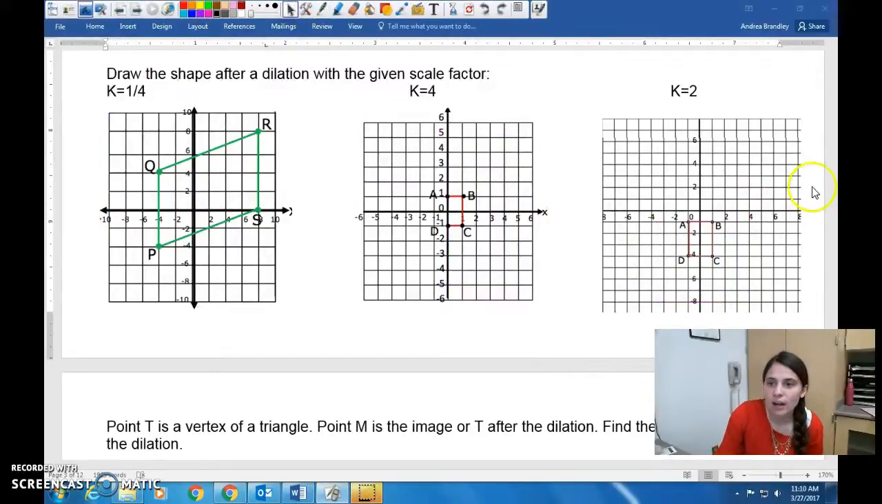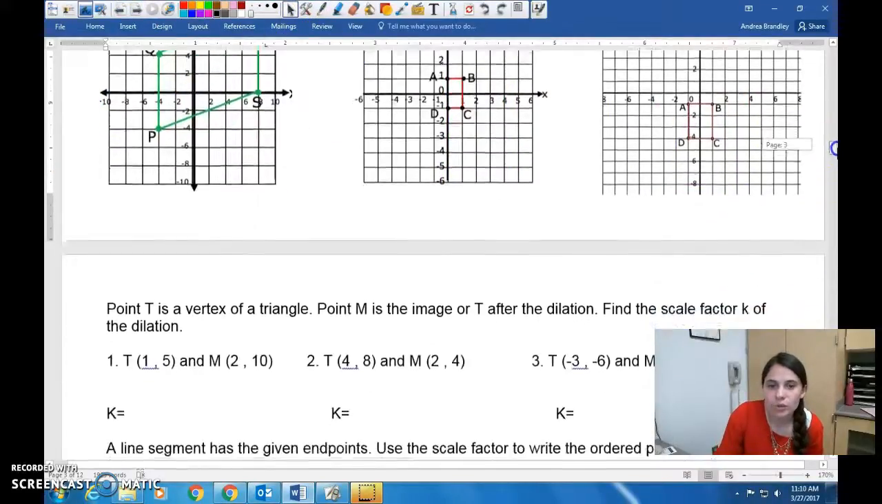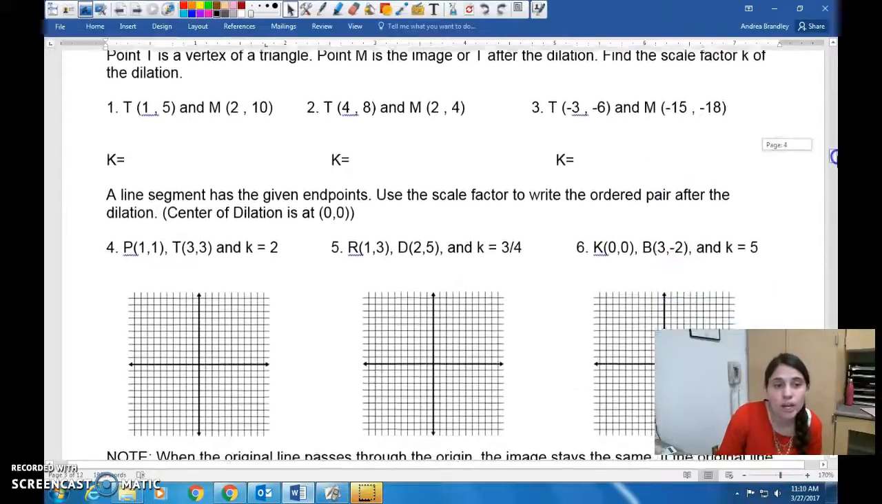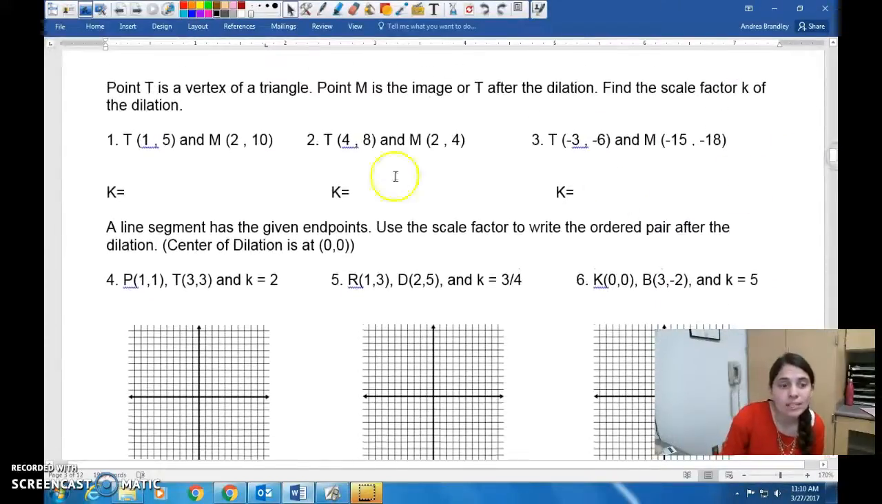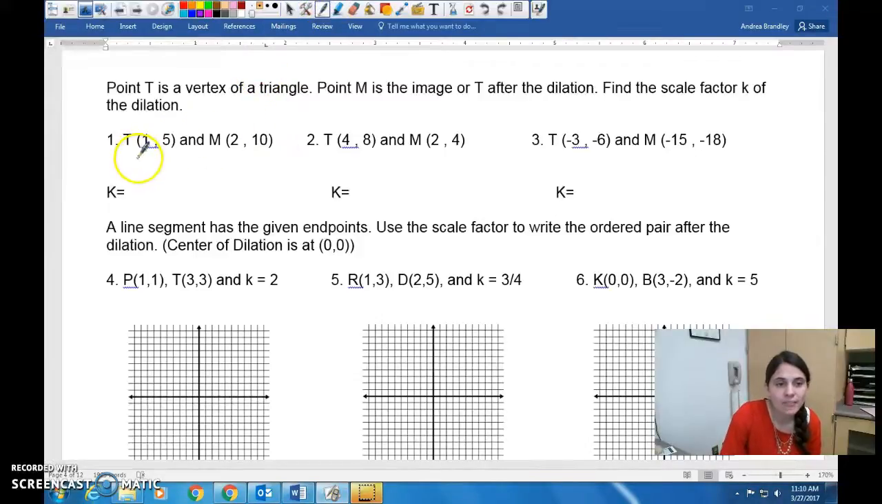We're then going to talk about finding scale factors when we're not given the actual shape, we're just given the points. So T is one of the vertices of our original triangle, and M is the vertex afterwards. So I can totally set this up by doing 1 times some sort of scale factor is going to equal 2. So 1k equals 2, or k equals 2, which you also can see just by looking at it, because you can see 1 times 2 is 2, 5 times 2 is 10.